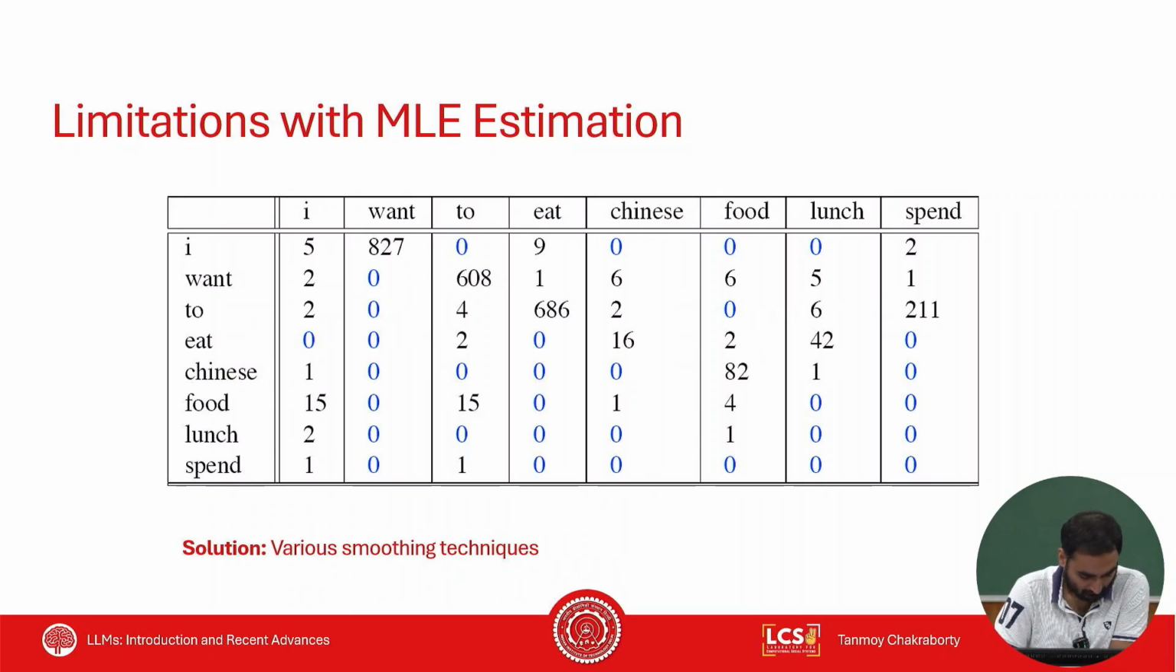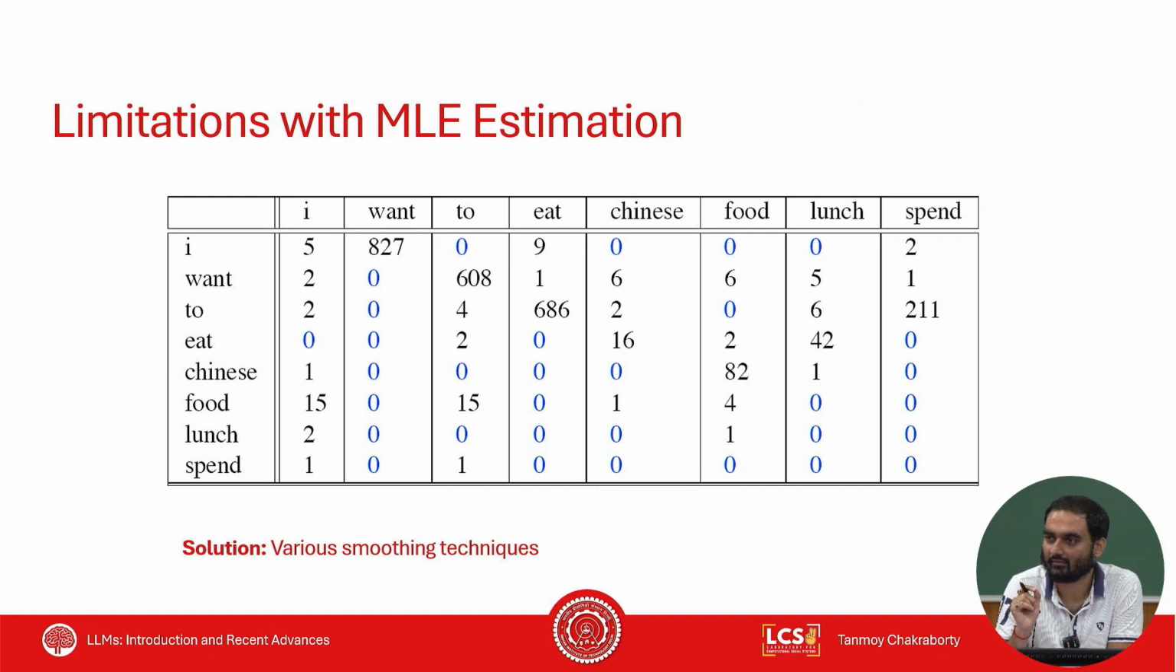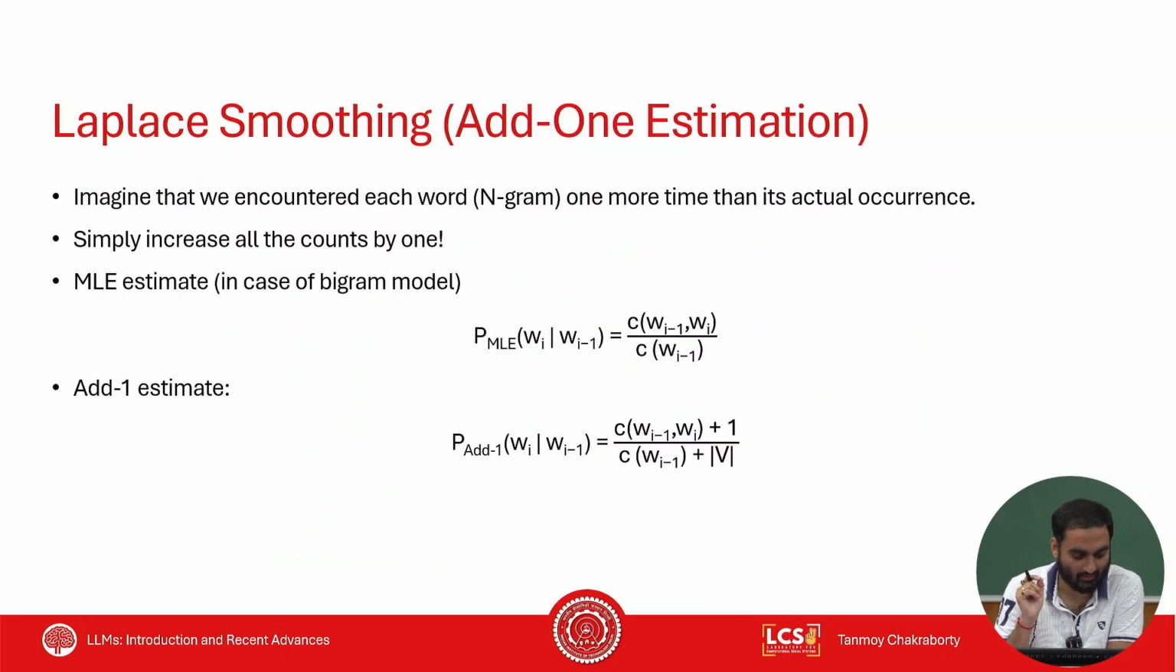Okay, let's move on. Let's now discuss some of the smoothing techniques. Why do we need smoothing? Because we have already seen the matrix is quite sparse: 99% of entries are 0, and we need to smoothen it somehow. The simple way of smoothing is that you blindly add +1 to all the entries in the bigram table. If you do that, what would happen?